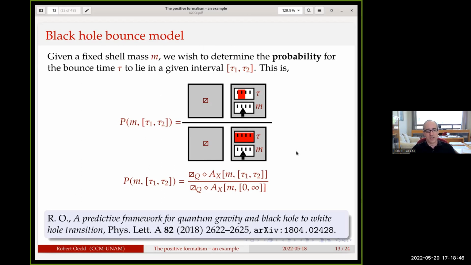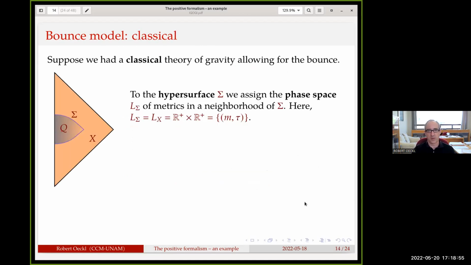Now, there's a paper where this is explained to some extent. Let me first suppose that we have a classical theory, so that there's, let's say, a modification of general relativity or something that in fact does allow me to continue the metric to all of the interior of the region Q. Having a classical theory means that the partially ordered vector space that we assign to sigma is, as I told you before, just the space of functions on phase space.